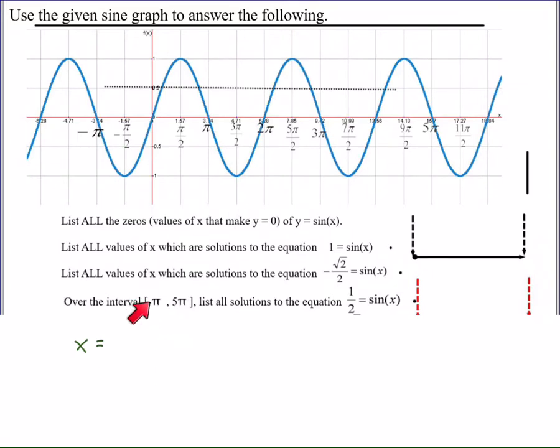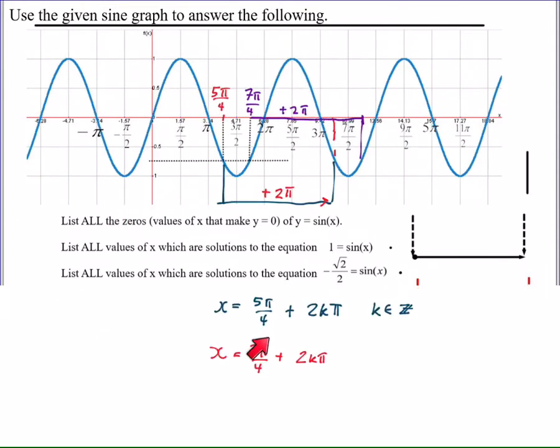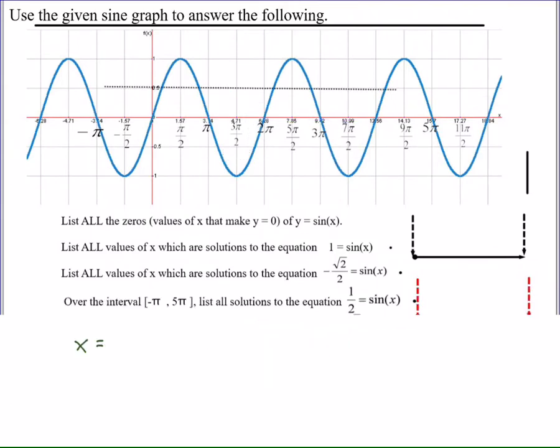So here we're talking about from negative pi to 5 pi. On my graph, negative pi is here, and 5 pi is way over here. So I'm looking for all the values within that span. I can use the same kind of angle generator. I just have to stop once I've listed all the angles within the fixed interval.